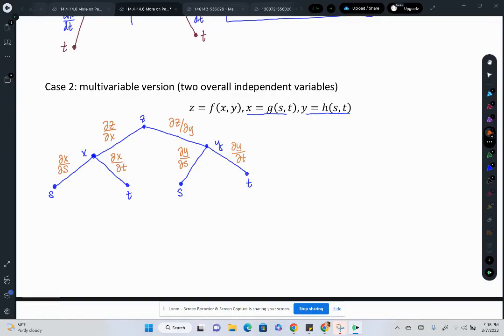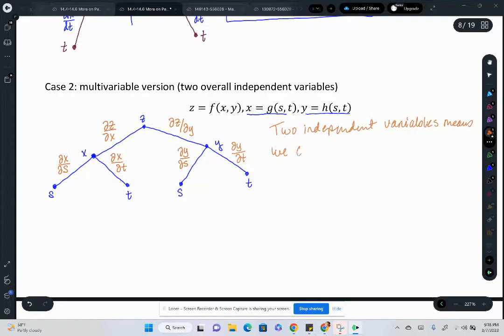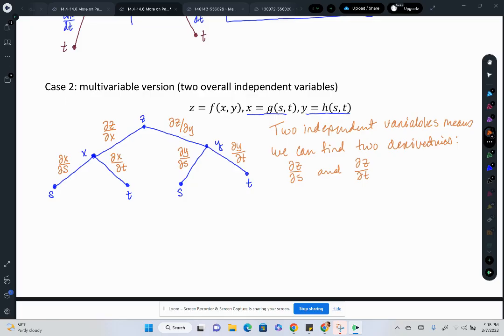Okay, so because there are two independent variables, that means we can find two derivatives. And those are ∂z/∂s and ∂z/∂t. So s and t are the independent variables. x and y are the middle guys, the intermediate variables. And then z is our dependent variable.